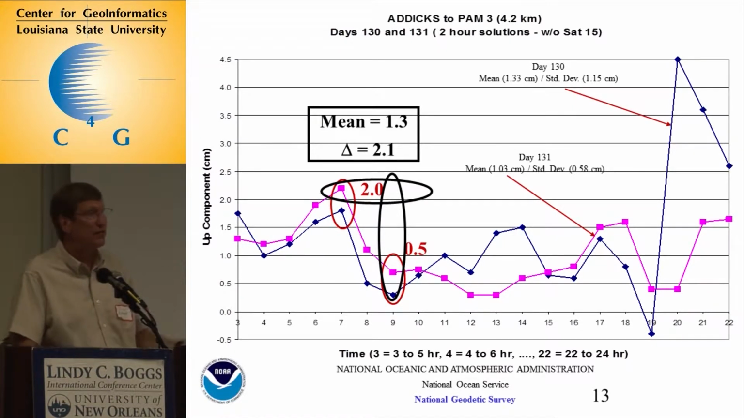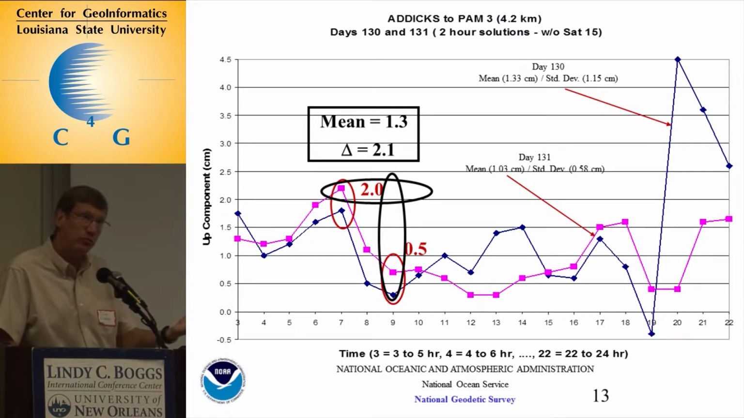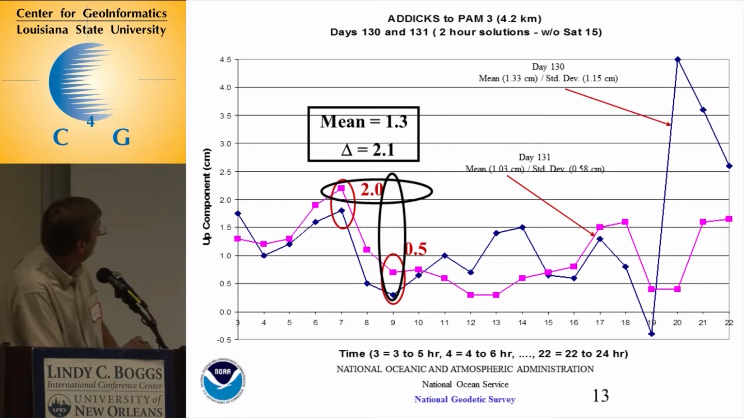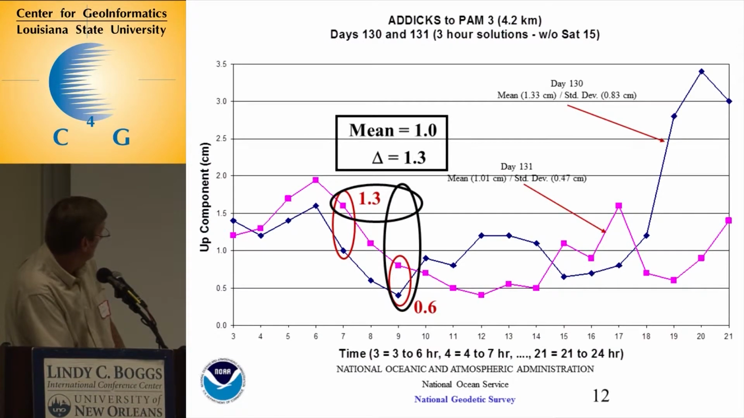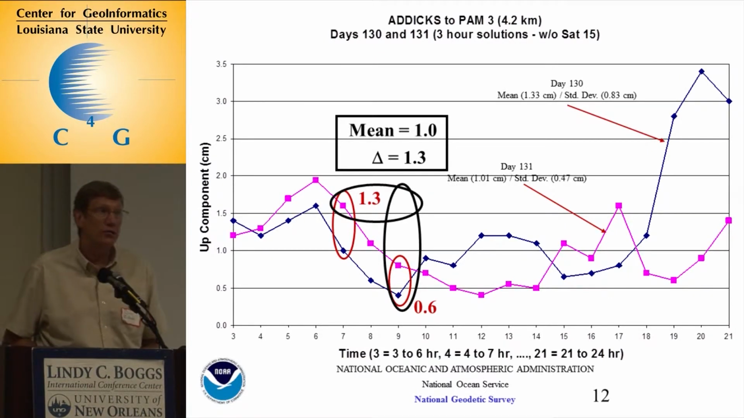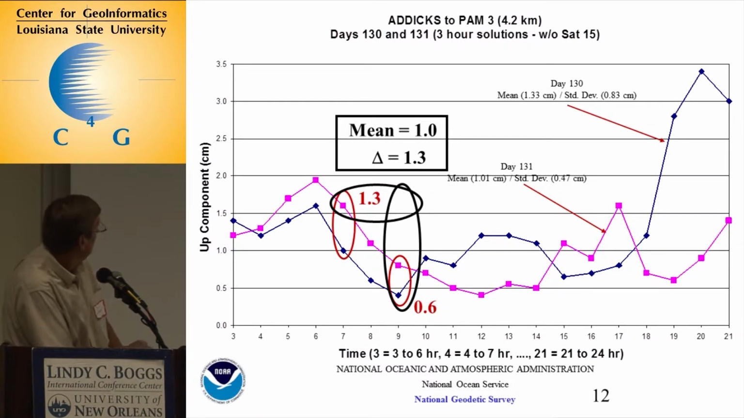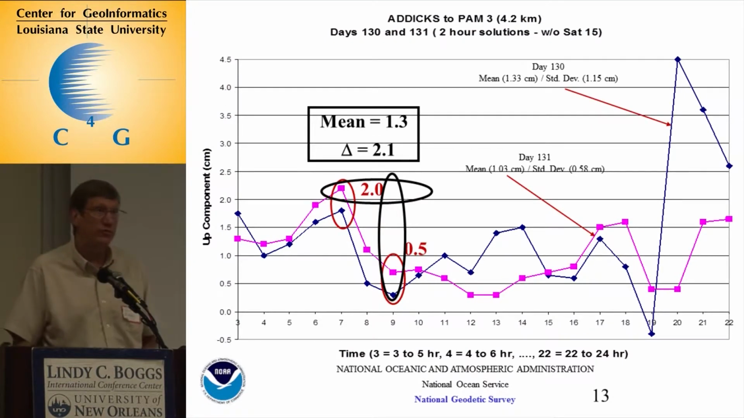Here's another one, the 2 hours. I took these things for 6 hours, 2 hours, and I kept going down, all the way down to 30 minutes, because that's what the users kept saying I needed. And I could show that for the same station, as I went down to 2 hours, my spread increased. But the mean didn't change that much. The spread between these two sets increased. With 3 hours of data, I got a spread of 7 millimeters. Now I got a spread of 1.5 centimeters with 2 hours of data. Mean was 1 centimeter. Mean is 1.3 centimeters.